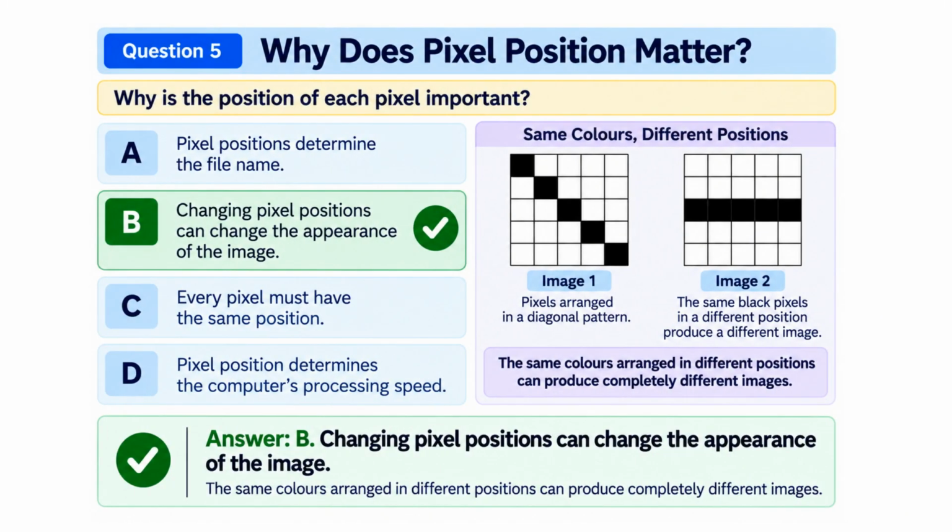Question 5. Why does pixel position matter? Why is the position of each pixel important? The correct answer is B. Changing pixel positions can change the appearance of the image.